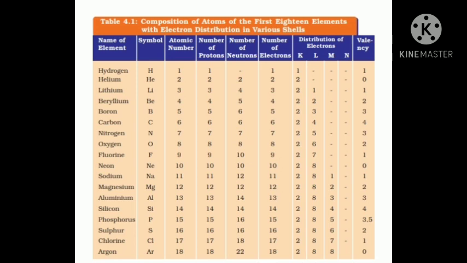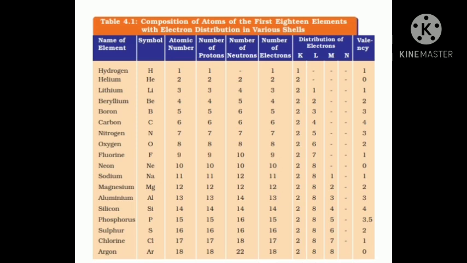Aluminium, atomic number 13. So number of protons and electrons are 13. Number of neutrons 14. Distribution of electrons 2, 8, 3. The valency is 3 as it has 3 electrons in the outermost shell. Silicon, symbol Si. 14 is the atomic number. So number of protons and electrons are 14. The number of neutrons is also 14.